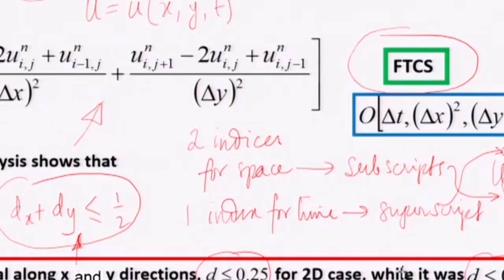You can imagine how the situation would further degrade if you were to think about a three dimensional situation, because you can then anticipate you would have a situation like dx plus dy plus dz, all suffixes x, y, z, less than equal to half, which means if all the grid spacings are equal, then you would have a still smaller d allowed for a three-dimensional case.